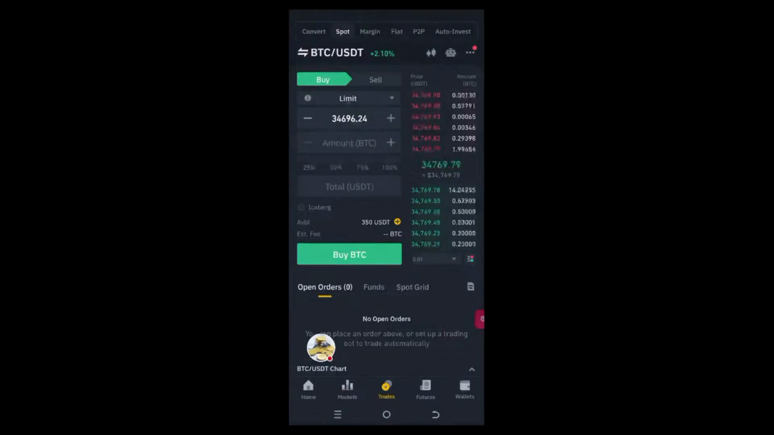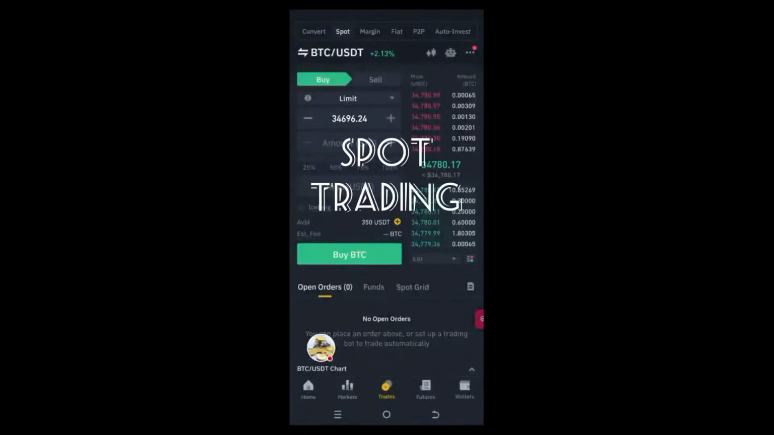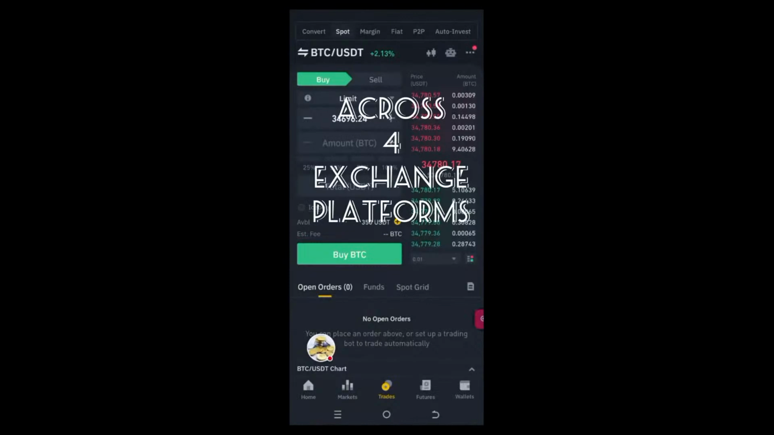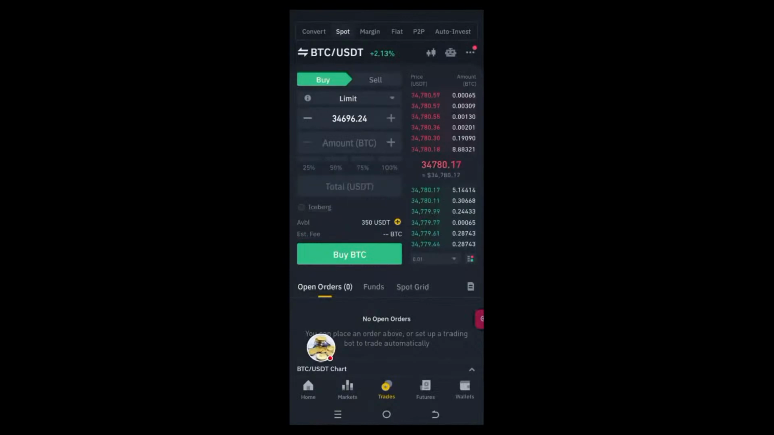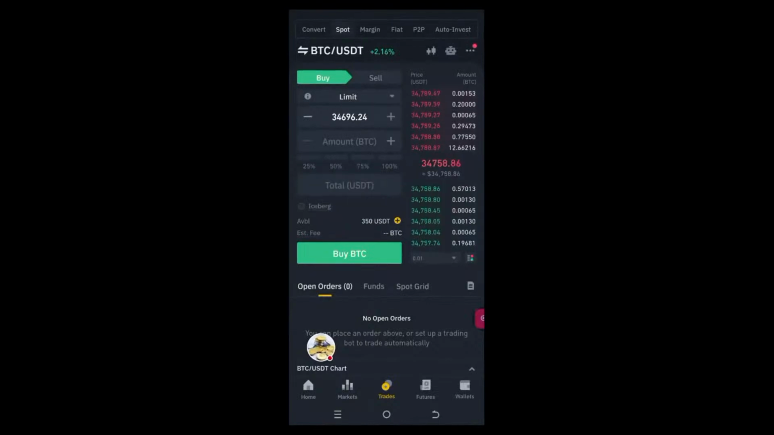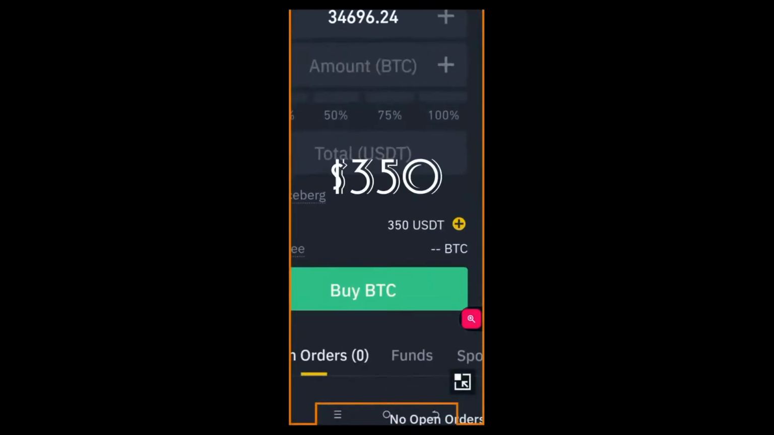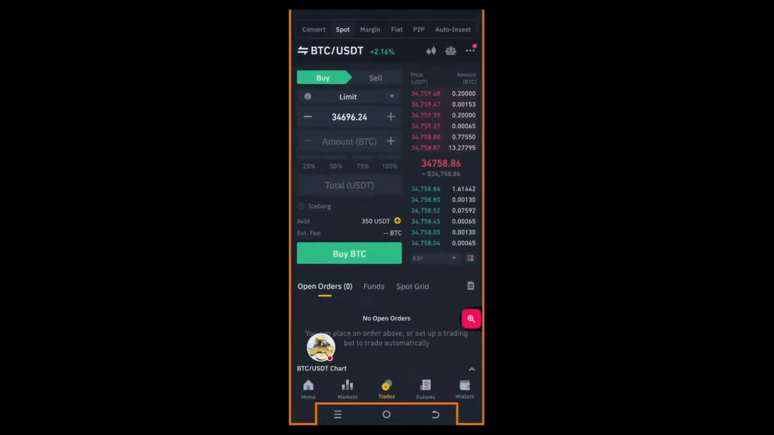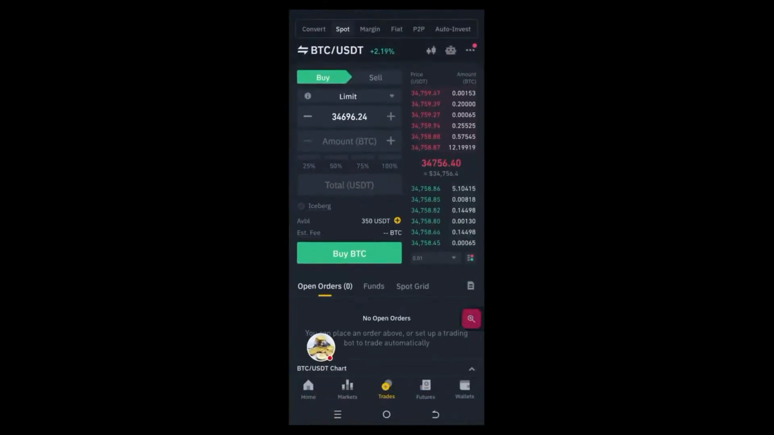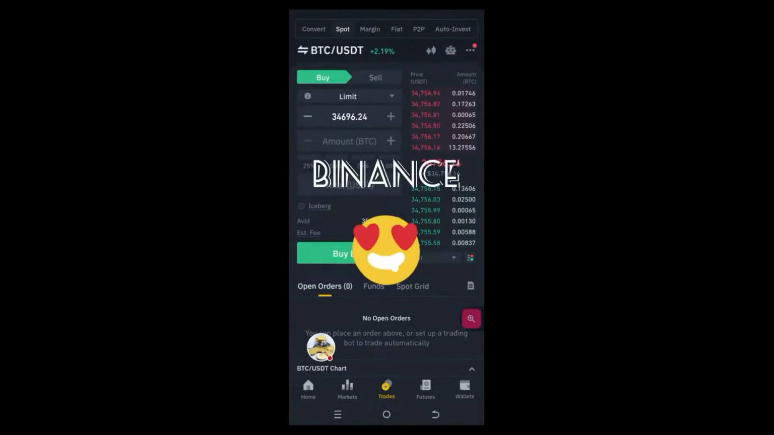All right. So what are we doing today? We're going to be doing some good spot trading activities across 4 different platforms. Yes, you heard me right. All right. So without much ado, let's go into what we have for us today. As you can see here, we have $350 that we'll be working with on Binance. Let's start with our all-time favorite, which is Binance.